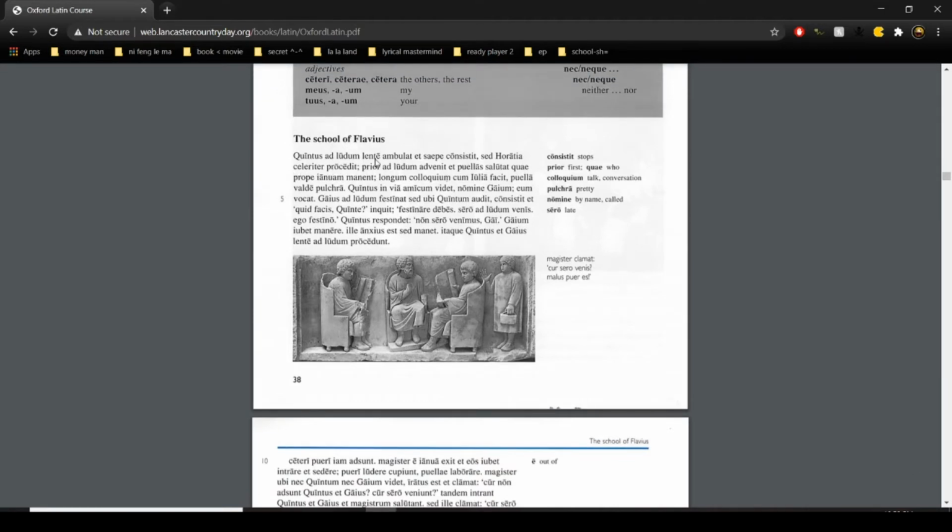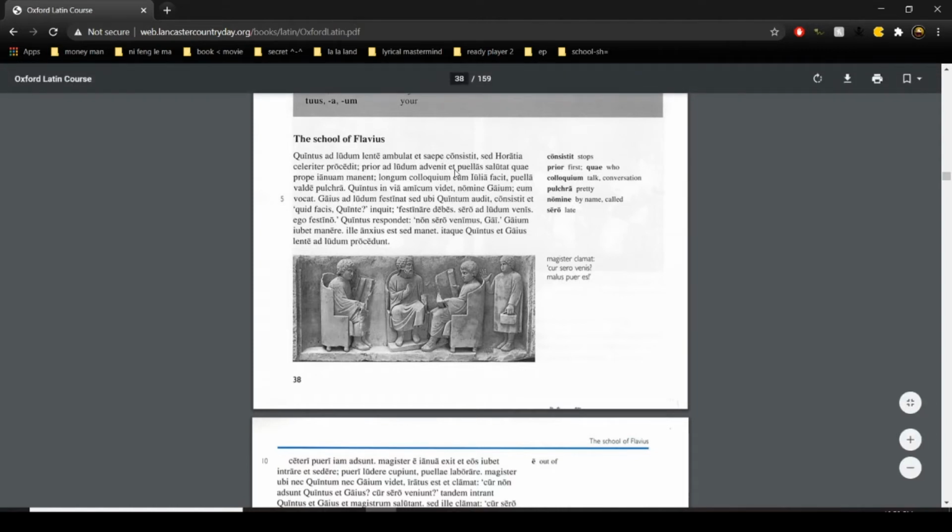Quintus ad ludum lente ambulat et saepe consistit, sed Horatia celeriter procedit. So Quintus, here's the verb, ambulat, walks to the school slowly. If you play music, you'll know what lente is. It's just slowly. And this is often or frequently, so he stops frequently. Sed Horatia celeriter procedit, but Horatia proceeds or goes quicker.